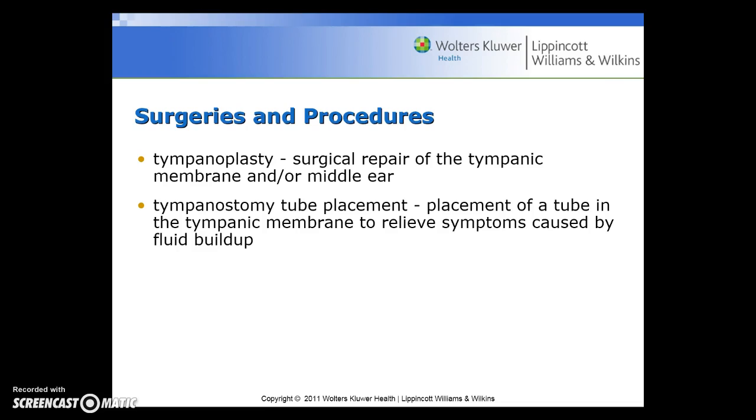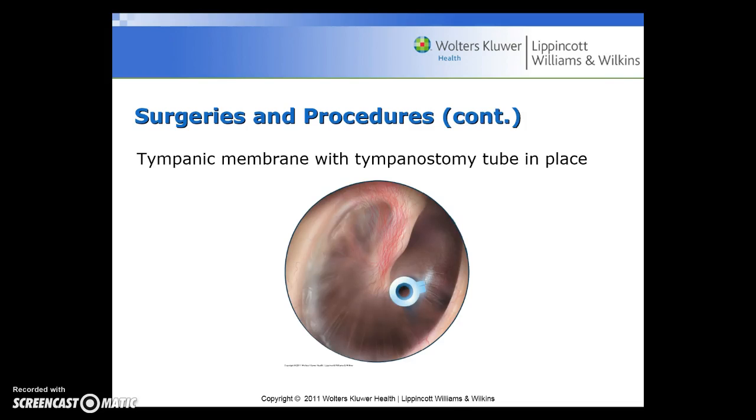Tympanoplasty is the surgical repair of the tympanic membrane or middle ear. Tympanostomy tube placement is the placement of a tube in the tympanic membrane to relieve symptoms caused by fluid buildup. We commonly call those ear tubes. Here's the tympanic membrane with a tympanostomy tube in place.